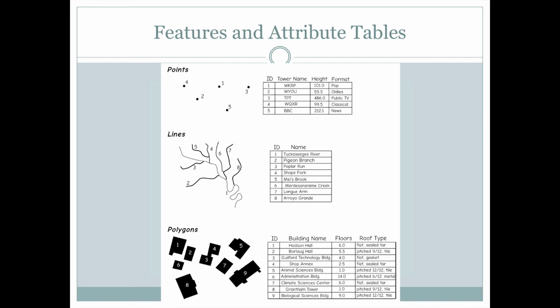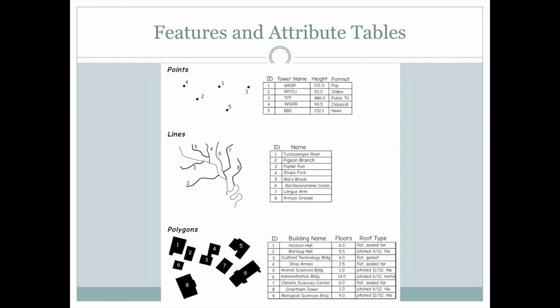The same is true for lines. Each one of those separate lines in the middle would represent a different row in the attribute table, and in this case, each of those features just has one attribute, which is the name of the river. In the bottom example, once again, each of the polygons is a separate feature, so they each get their own row in the attribute table, and then each of the columns would represent a different attribute or some information associated with that feature.